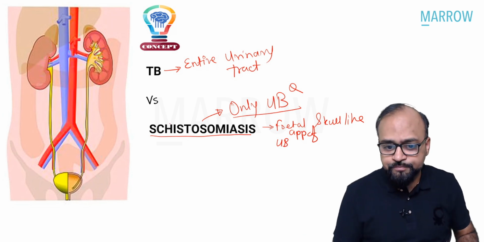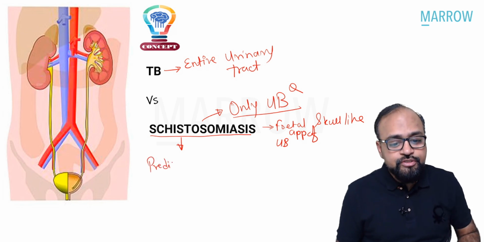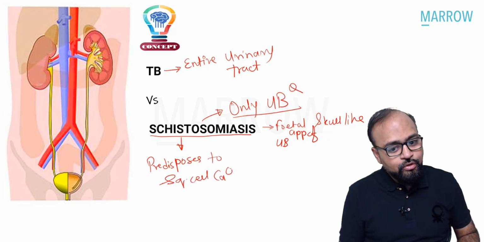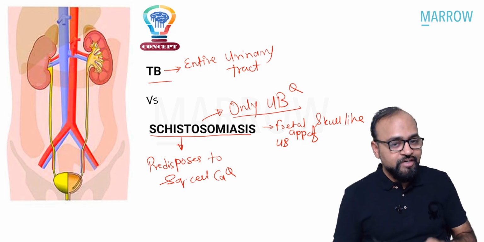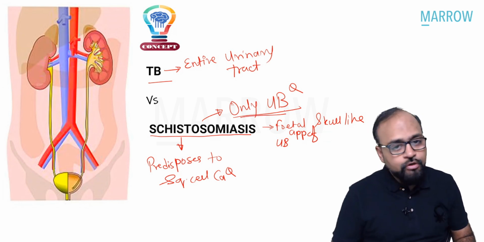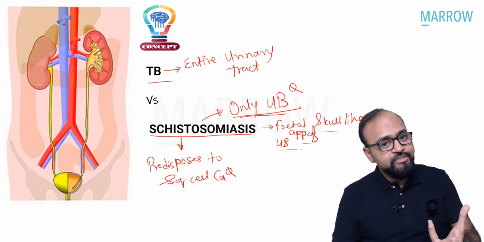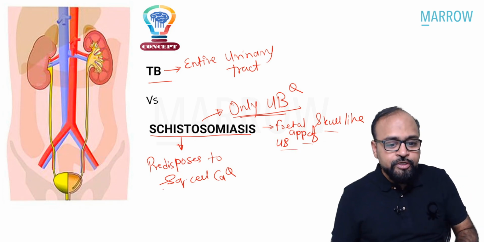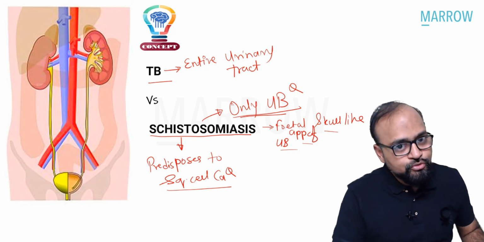This chronic irritation of the UB wall also predisposes in schistosomiasis to the development of squamous cell cancer of the urinary bladder. So we have covered genitourinary tract TB, but along with that, now we have covered another infection. This could potentially be asked as a question going ahead. Remember, only urinary bladder is involved, not the kidneys and the ureters in schistosomiasis. Fetal skull-like appearance of urinary bladder might be seen because of chronic inflammation and calcification. It predisposes to the squamous cell carcinoma of the urinary bladder. So this is all you need to know about schistosomiasis, right?